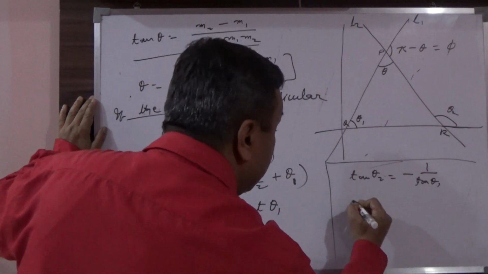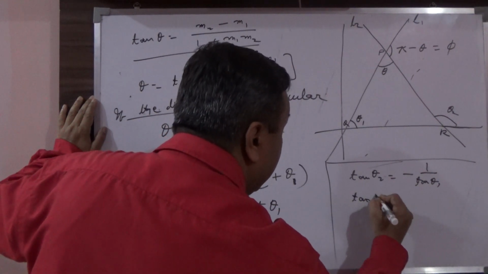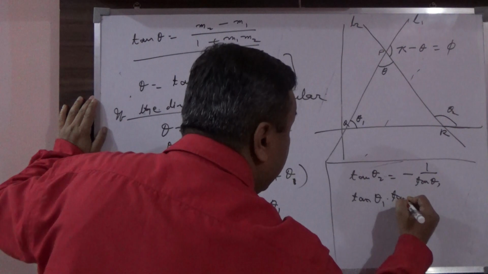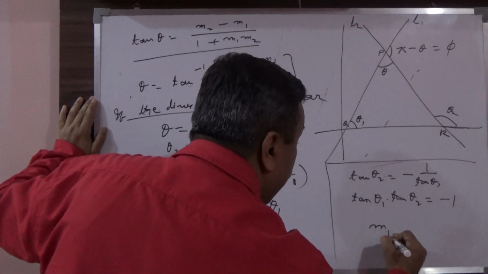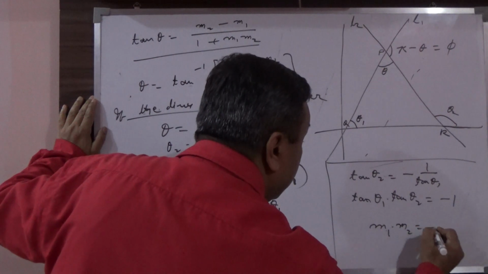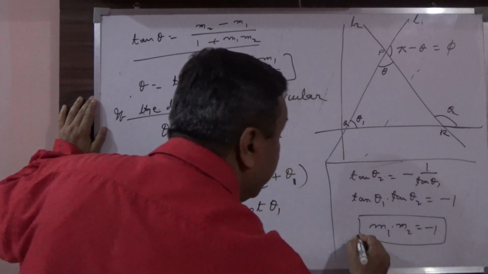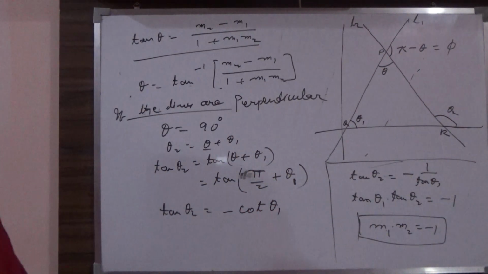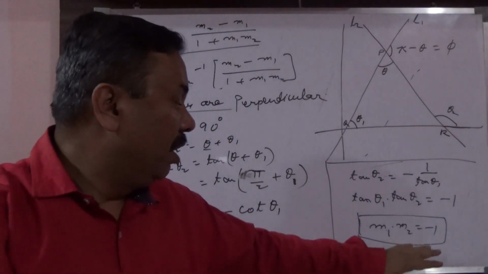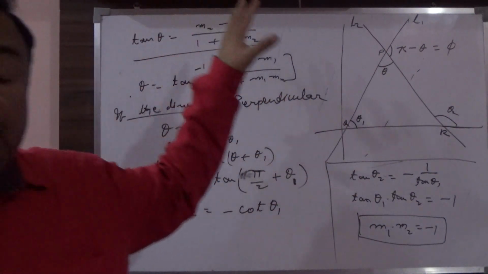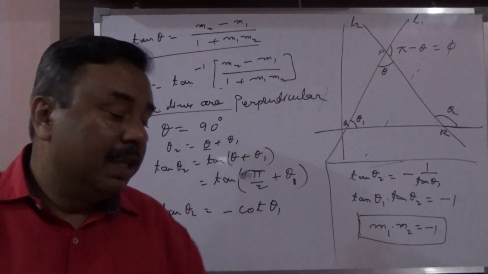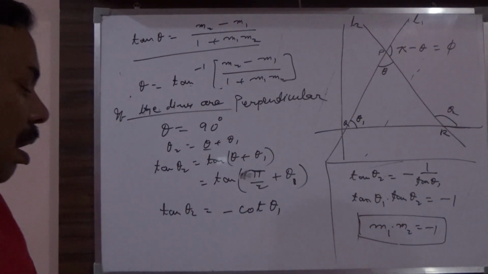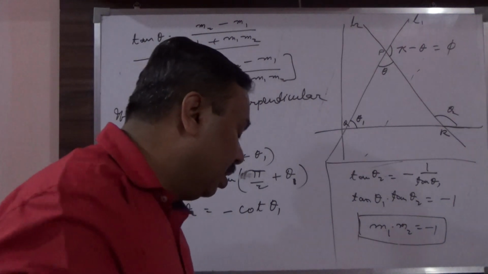Bring it to the side. So what you get? Tan theta 1 multiplied by tan theta 2 is equal to minus 1, or I can say m1 into m2 is equal to minus 1. So if m1 is equal to m2, then they are parallel, and if the product of both the slopes is equal to minus 1, then the lines are perpendicular to each other.